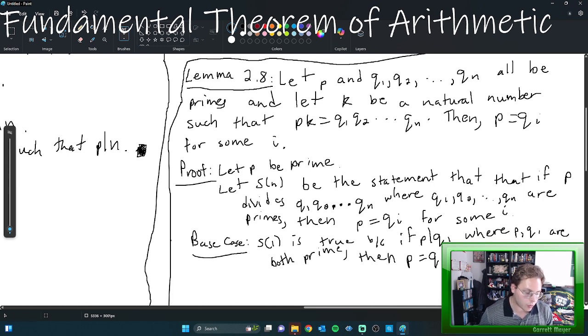So P equals Q1 here because 1 and Q1 are the only divisors of Q1, and P does not equal 1. So what we've shown here, P must be one of these divisors of Q1. It's not 1, and the only other option is Q1, so P must be equal to Q1.